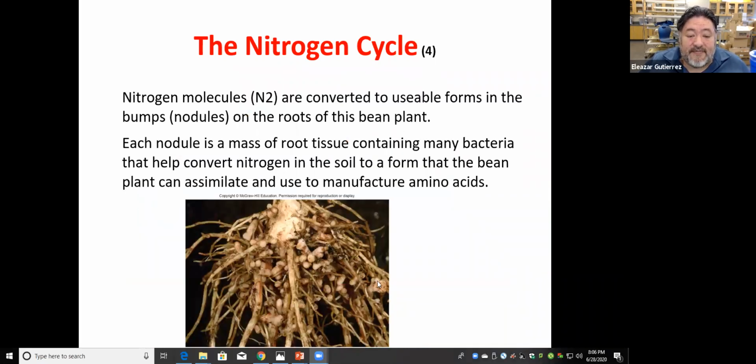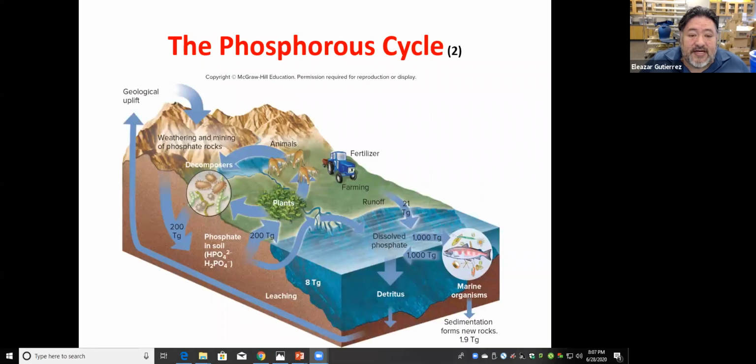Look at that, isn't that beautiful? So these nitrogen molecules are converted to usable forms in bumps or nodules on the roots of this bean plant. These nodules are massive root tissue containing many bacteria that help convert nitrogen in the soil to a form that the bean plant can assimilate and use to manufacture amino acids. Beautiful.